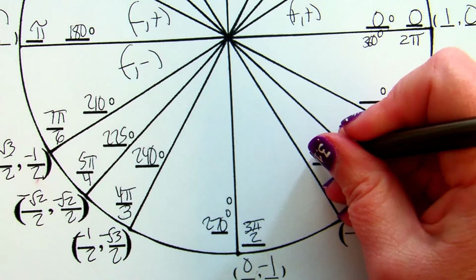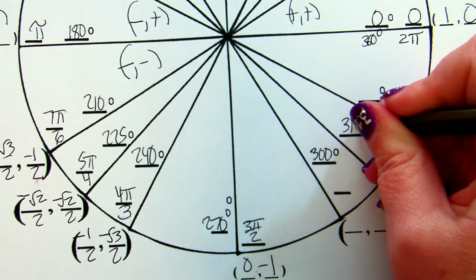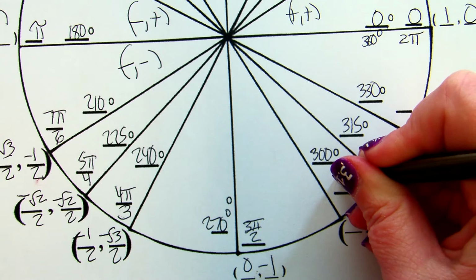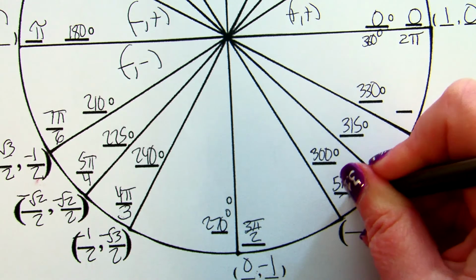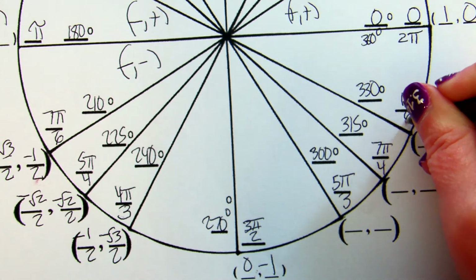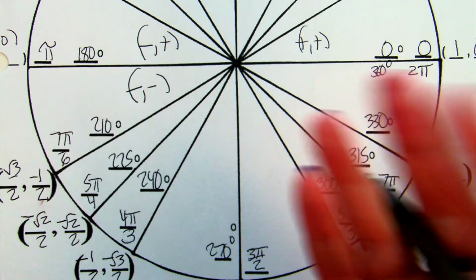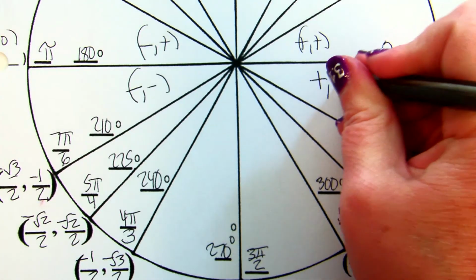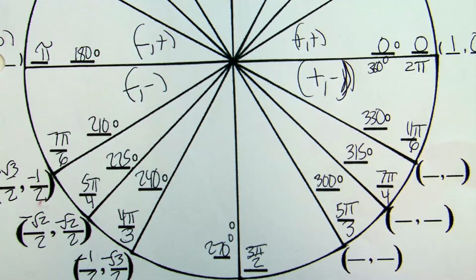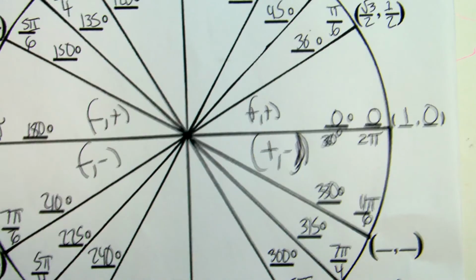So then this one is 300 degrees, 315 degrees, or 330 degrees. It's 5 pi over 3, 7 pi over 4, 11 pi over 6. And you have a choice. You can reflect from here over here and have it be positive, negative, or you can reflect down and have it be positive, negative. So whichever one you prefer.